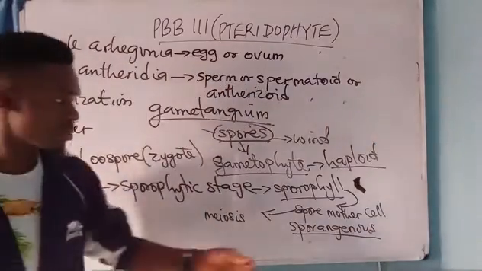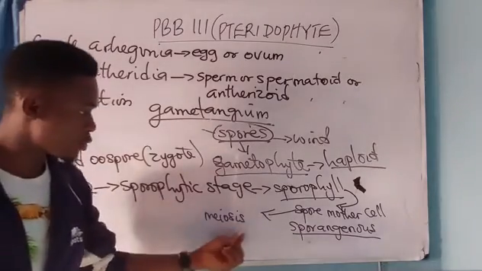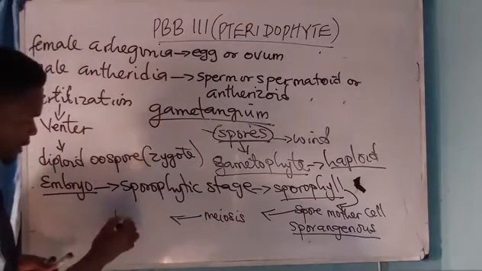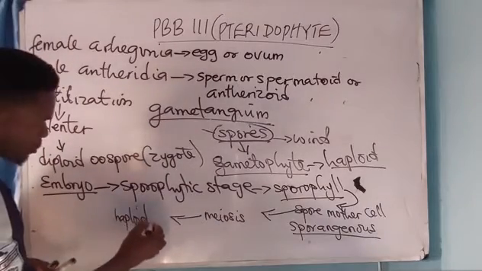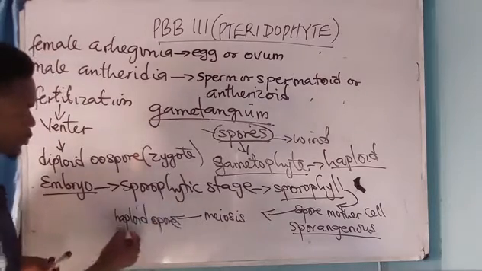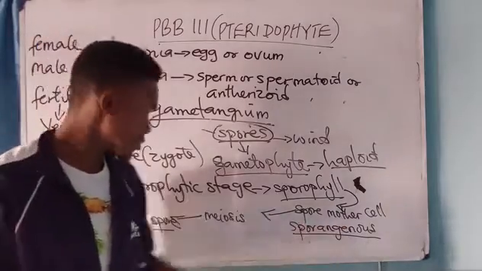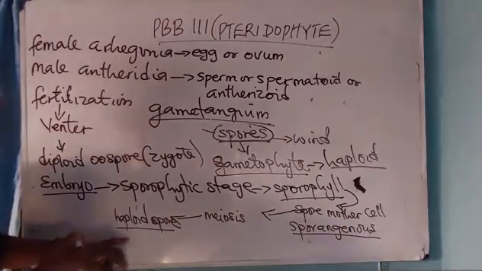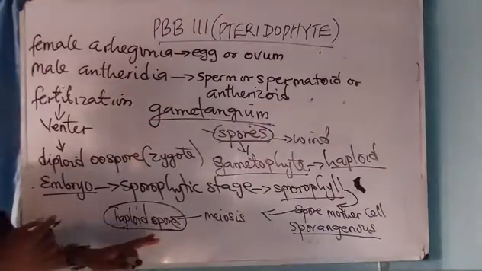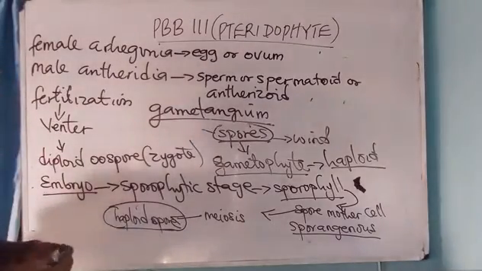The sporanginoid cells of the sporophytic stage would undergo meiosis to produce what? A haploid spore. So the spore mother cells undergo meiosis to produce what? A haploid spore. Please take note of that. This haploid spore produced carries on, that is, the cycle will continue again.